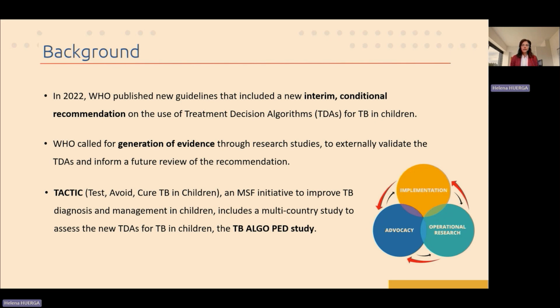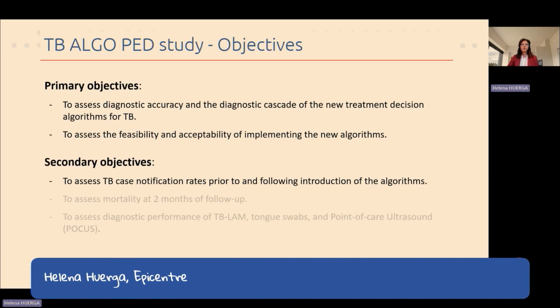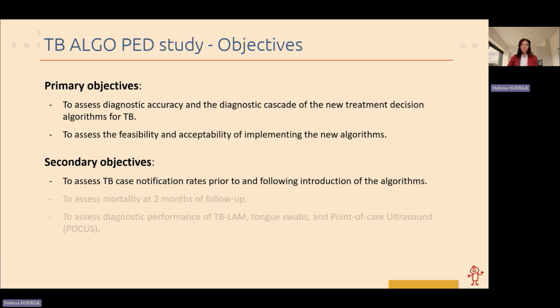The TBalgoPed is a multi-country study to assess these new treatment decision algorithms for tuberculosis in children. The primary objectives of this study are to assess the diagnostic accuracy and the diagnostic cascade of the new treatment decision algorithms for tuberculosis in children, and to assess the feasibility and acceptability of implementing these new algorithms. The study has also some secondary objectives, and today we are presenting TB case notification rates prior to and following the introduction of these algorithms.